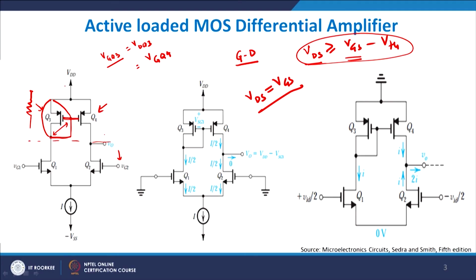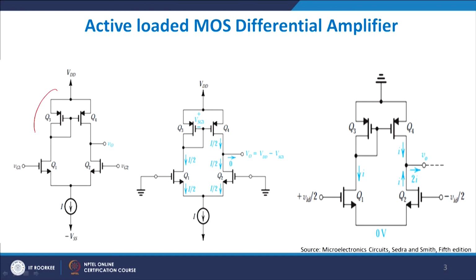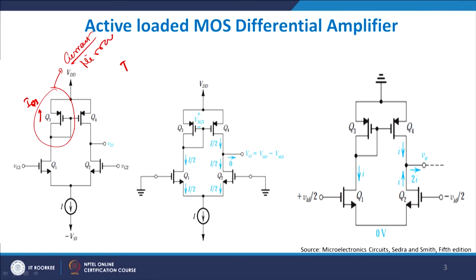If you look back, since these are symmetrical, Q4 will also look like a resistor. This action is basically known as current mirroring. I will explain this to you later on. The reason being that the current flowing through Q3, suppose this is IQ3, will be exactly equal to IQ4, provided the W by L ratios of Q3 and Q4 are the same. The same current will flow.